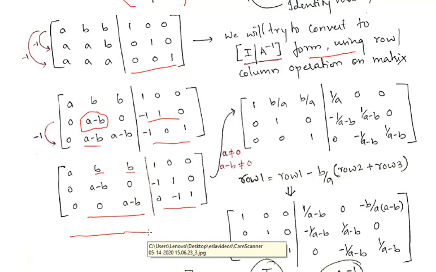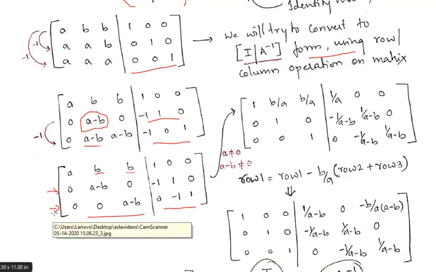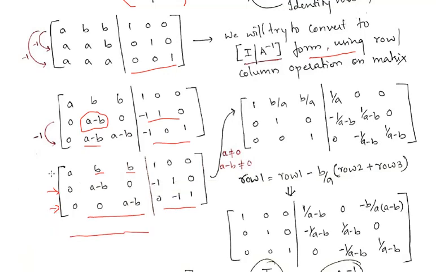Okay, now I need to make these two elements 0 to make this matrix an identity matrix. How can we do this? See, from this row I can take out a minus b. Okay, from this row I can take out a minus b. Fine. And for this row I need to take out a, so that the diagonal elements will become 1. Means we are approaching the identity matrix.